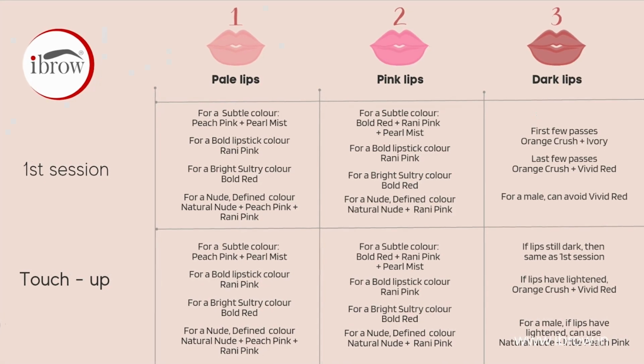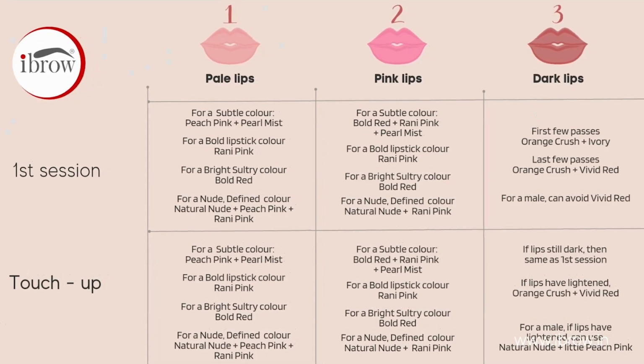Ivory is meant to give opacity, it's an off-white kind of color, and orange crush is meant to neutralize. Now why are the lips dark? The darkness is because of the presence of more eumelanin in the lips. Eumelanin has more of blue in it, so you need to use a bright orange to neutralize that particular color. First few passes we use orange crush plus ivory.